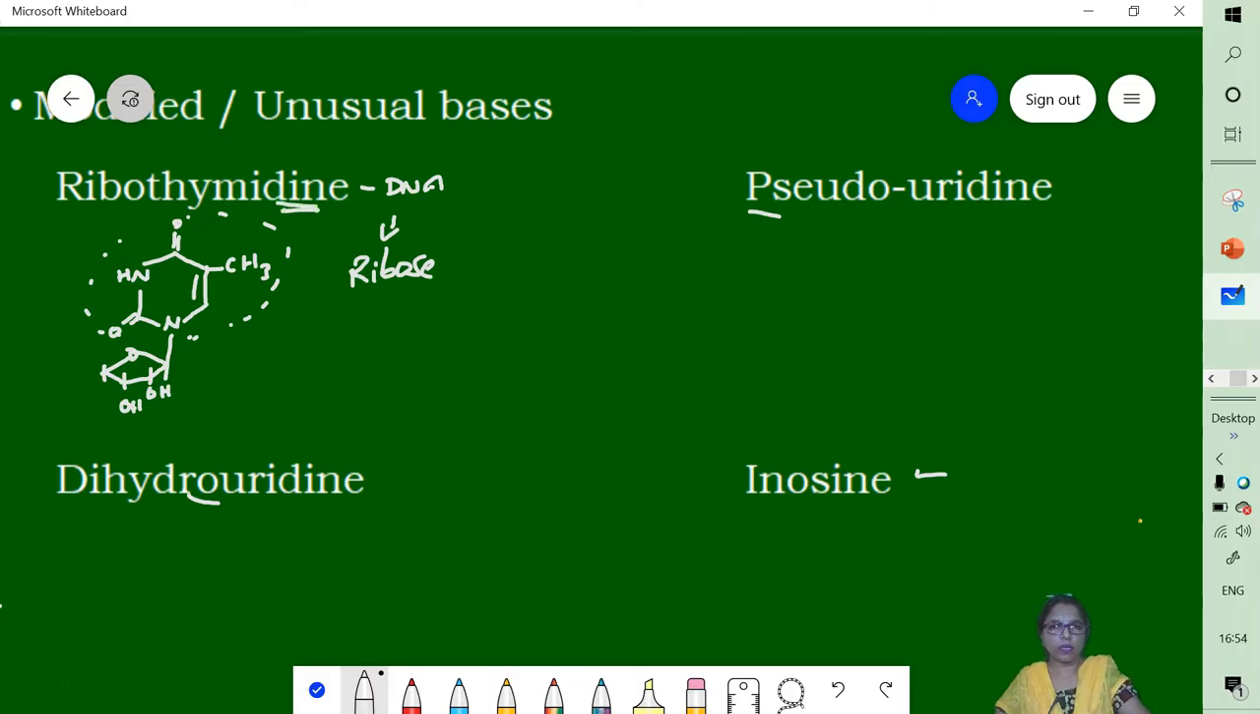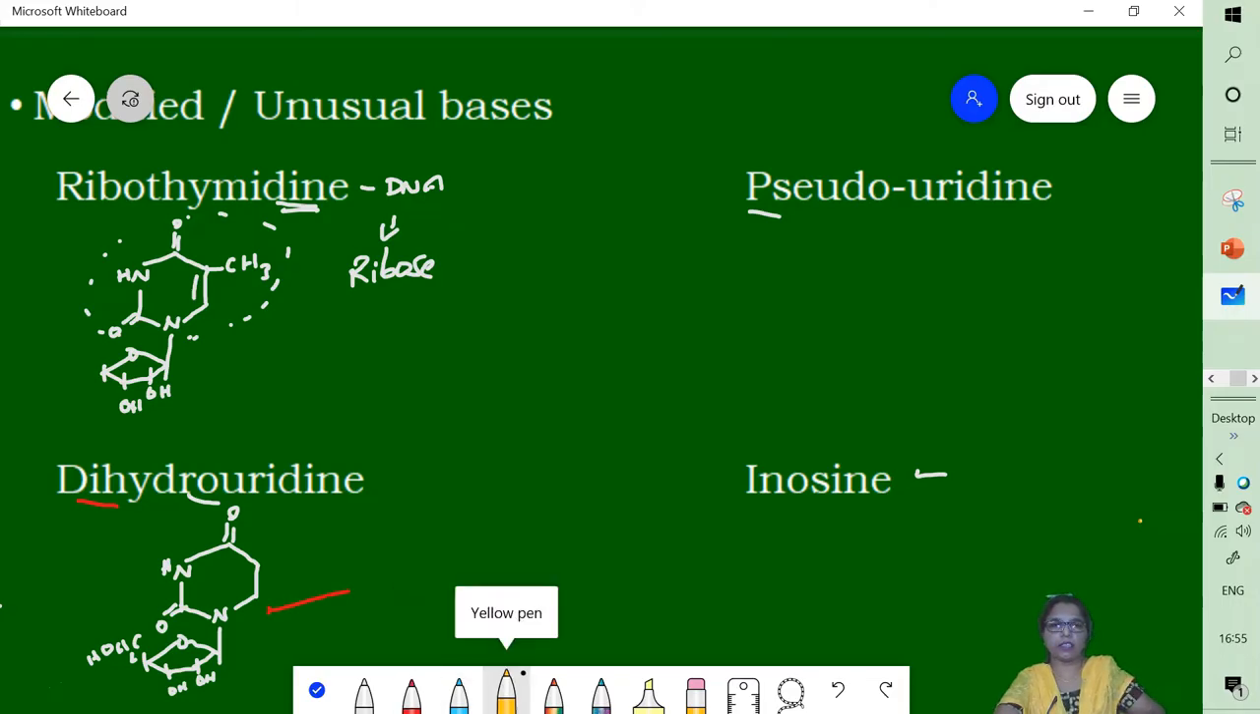Let's see the second one. It is dihydrouridine. It is also a very simple structure. See this. This is the structure of dihydrouridine. It is the same as that of uracil. In uracil, there is a double bond which is present. But here, in case of dihydrouridine, what happens? The CH single bond is there. Two hydrogens are added here. That is why it is called dihydrouridine.